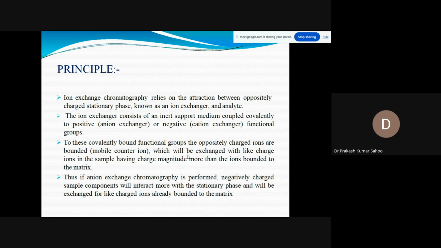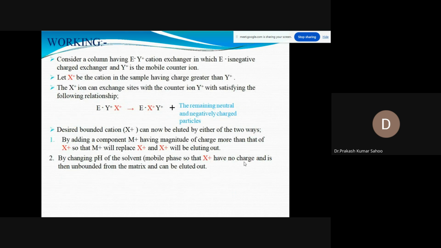Thus, if anion exchange chromatography is performed, the negatively charged sample component will interact with the stationary phase, that is the positive charge, and will be exchanged for the like charge ion already bound to the matrix. So here there are two types of exchangers. If your ion exchanger consists of covalently positively charged groups, then it is treated as the anion exchanger, and if negatively charged, it is treated as the cation exchanger. Generally, your stationary phase is a positive charge, also known as the anion exchanger. And this is the working principle we have.